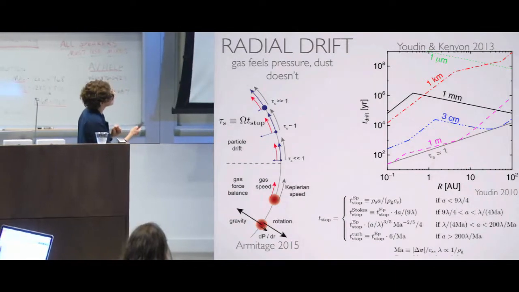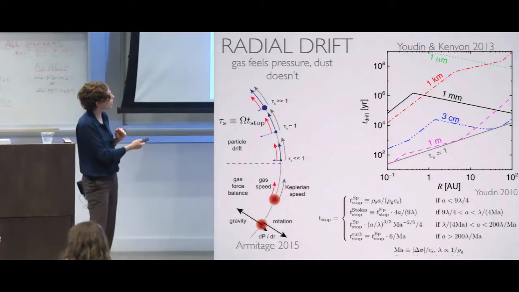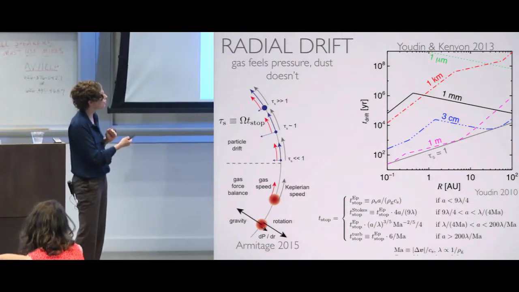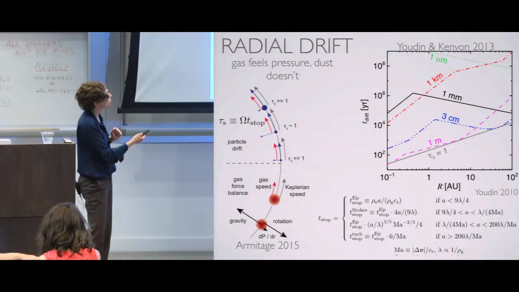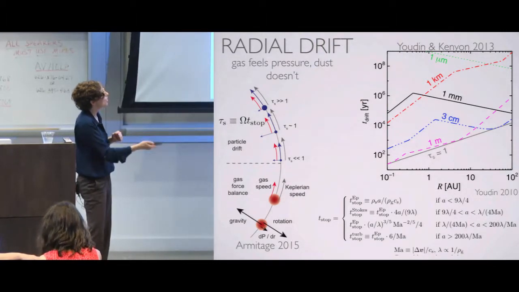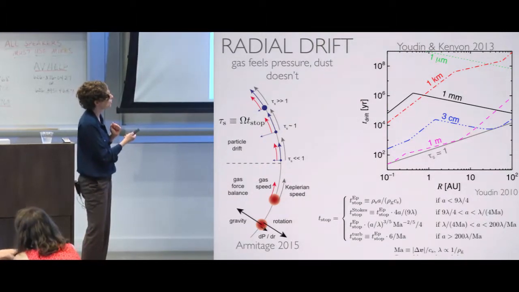So that's what these different size arrows indicate. Tiny particles stay coupled to the gas. Really big things don't care about it. And things that are just the right size feel a very strong headwind, and they drift into the star. And what this plot here on the right is showing you is, as a function of semi-major axis in the disk, how long it takes things of various sizes, 1 meter, 3 centimeters, a millimeter, a kilometer, how long it takes them to fall into the star.